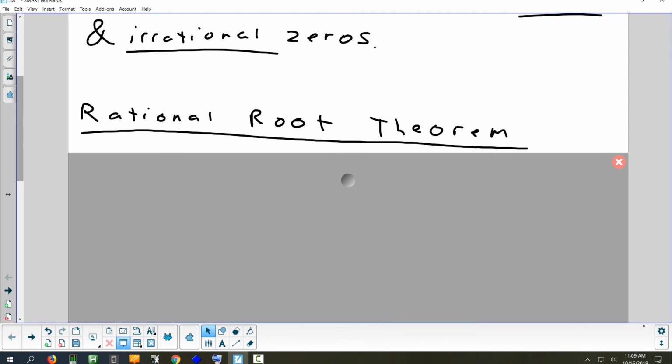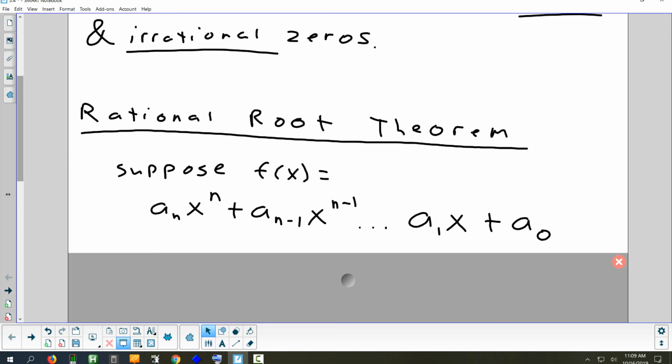So the rational root theorem doesn't directly give you an answer. I want to make that clear. All the rational root theorem does is give you a list of possibilities. It's up to you to look at that list and use your calculator to help narrow the list down.